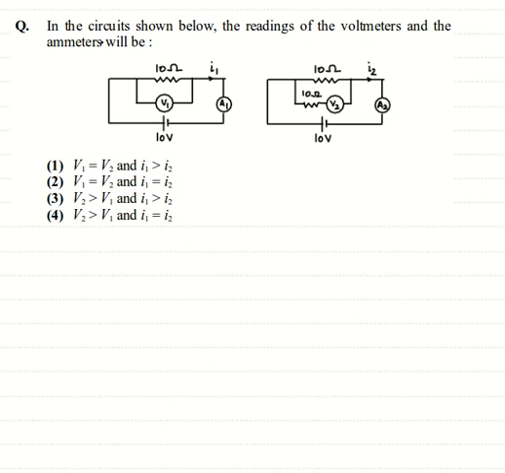Alright friends, in this question we are given the circuit shown below, and we need to find the readings of the voltmeters and ammeters. There are two circuits given to us, with voltmeters and ammeters, and we have to find the relation between their readings. So first of all, let's analyze the first figure.